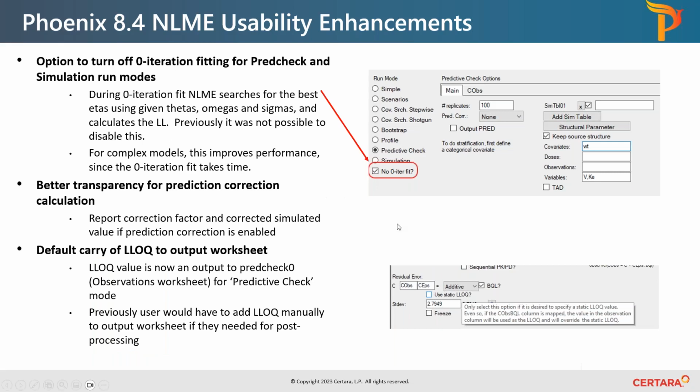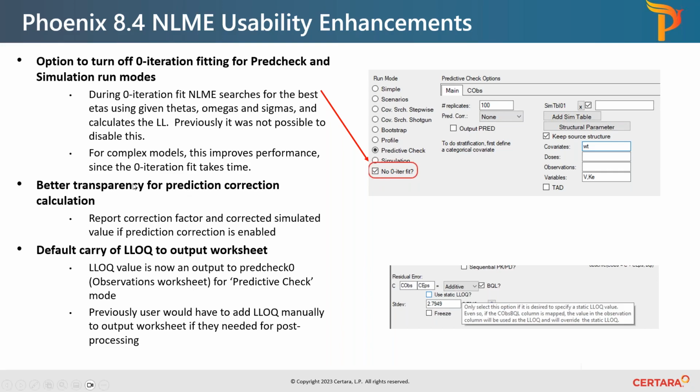There's also this no zero iteration fit, and that's available when you are doing predictive check. With previous versions, what was happening is prior to starting the predictive check, it would do one fit to find the best etas using whatever you have for thetas and omegas and sigmas. And this prevents that iteration from happening. It's just going to use the etas that are in the last run, and this improves performance. So I would recommend it if you're using predictive check. It will allow you to go right into that simulation instead of running one more iteration.